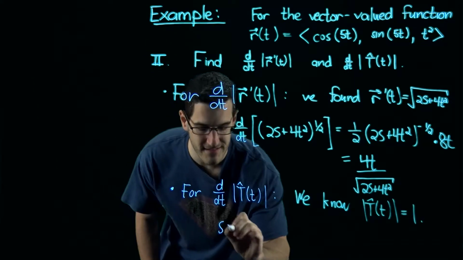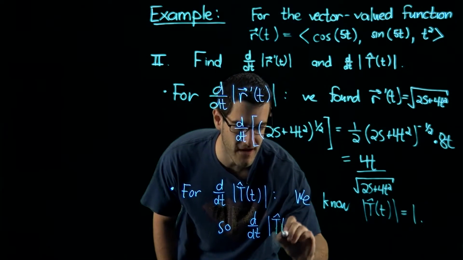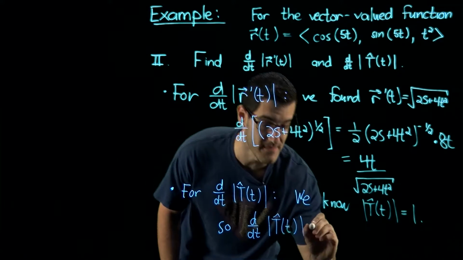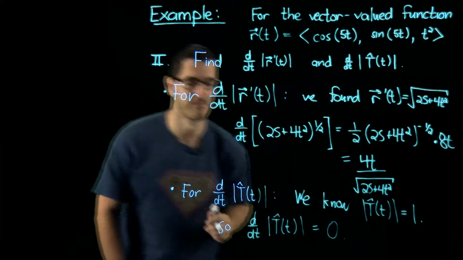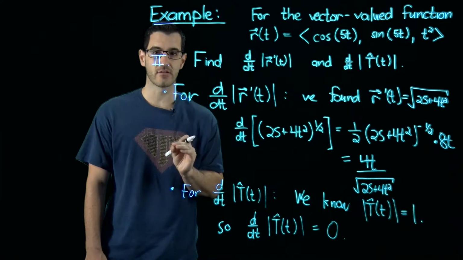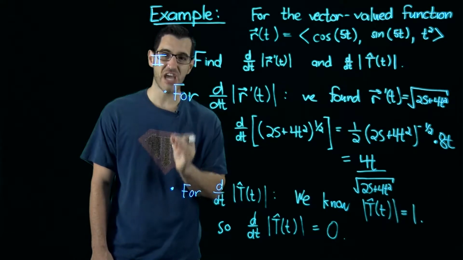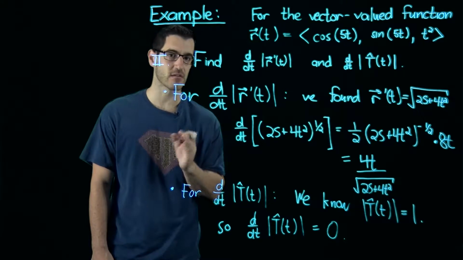Well, the derivative of this is the derivative of 1, and that gives me 0. So the nice thing is if we're looking at the unit tangent vector, if that's non-zero, the only thing that can change about it is its direction, not its magnitude.